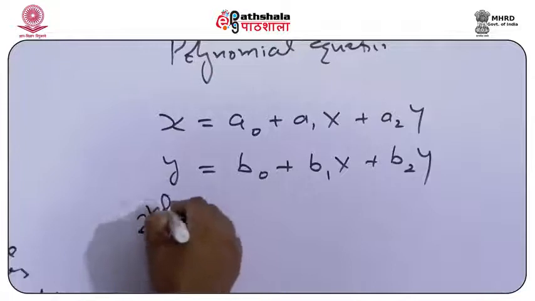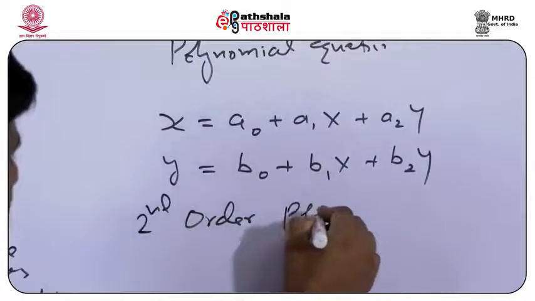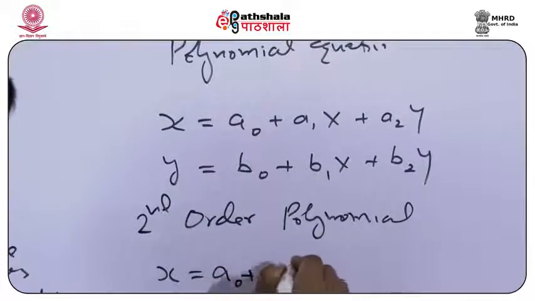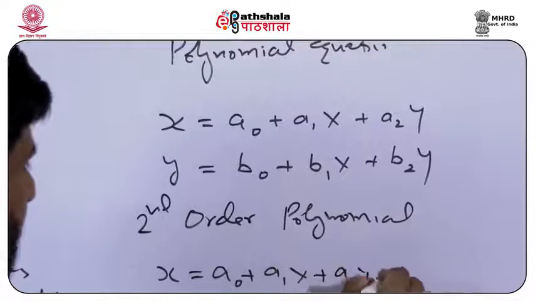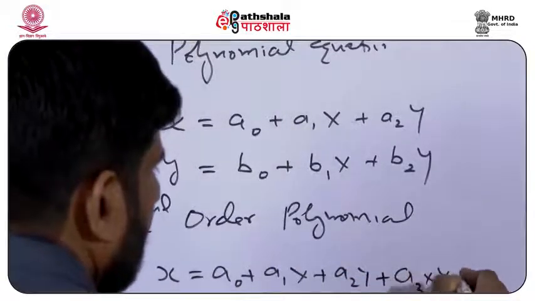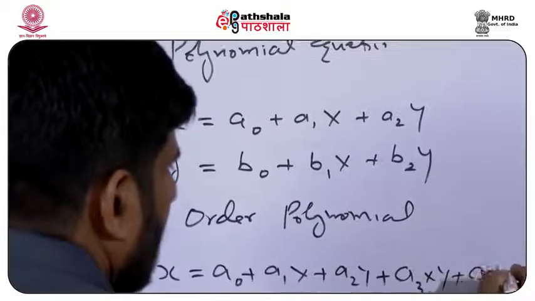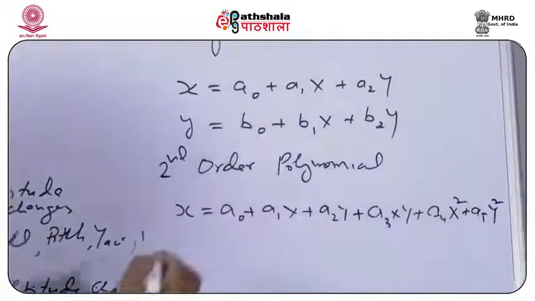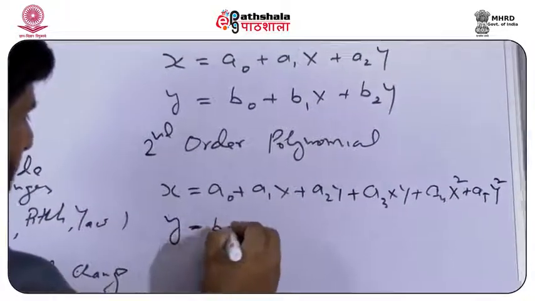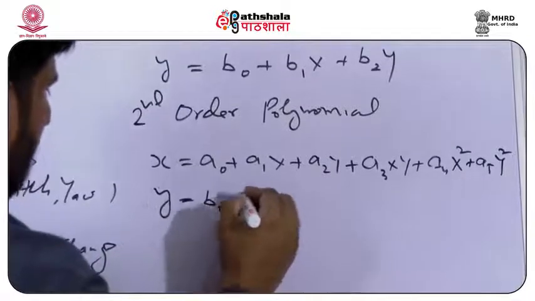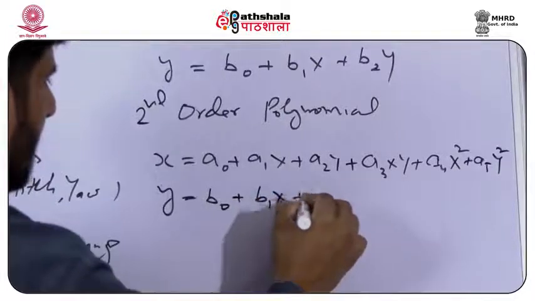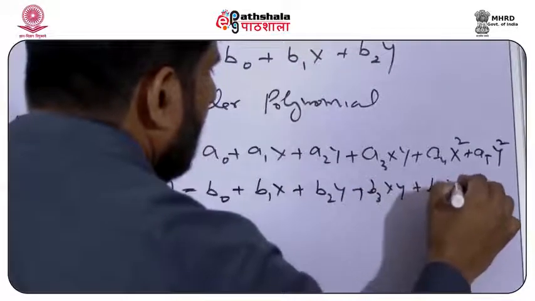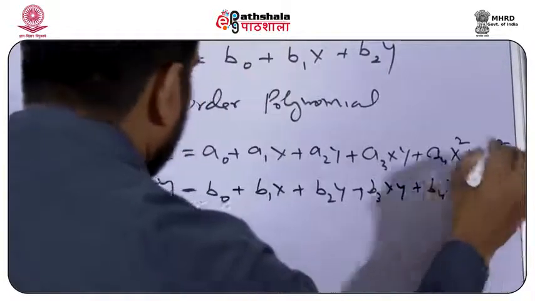Similarly, the second order polynomial or the quadratic polynomial may also be written in the form that X equal to a0 plus a1 x plus a2 y plus a3 x y plus a4 x square plus a5 y square. And similar kind of equation will be for y coordinates, where a's will be replaced by b's: b0 plus b1 x plus b2 y plus b3 x y, b4 x square and b5 y square.